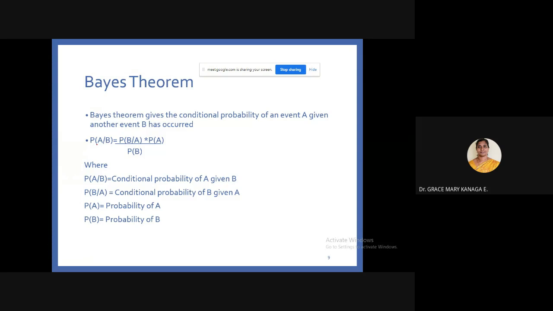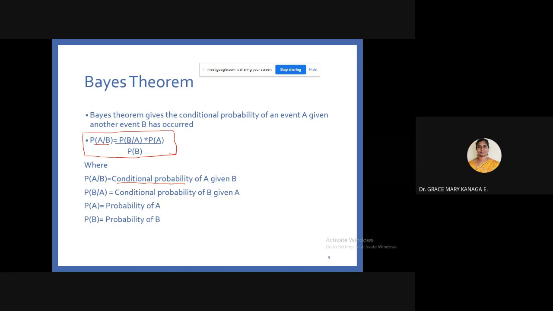Are you able to understand? So how to read this? Probability of A on occurrence of B. The formula for that is probability of B on occurrence of A times probability of A, divided by probability of B. So please remember this. Based on this only, we are going to solve with the Bayes algorithm. This probability of A depends on the occurrence of B, so that's why we call it conditional probability of A given B.